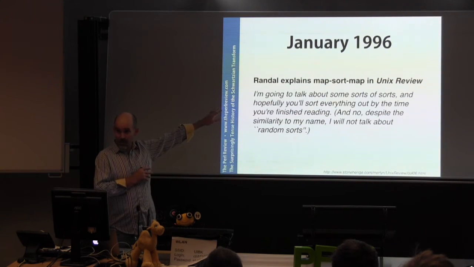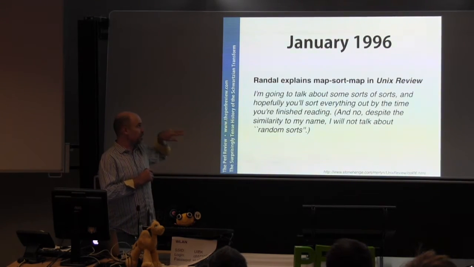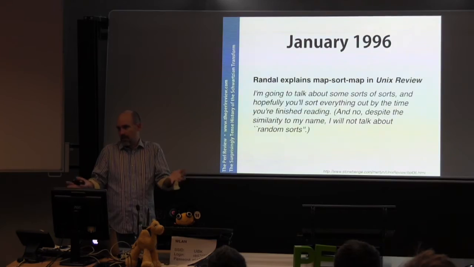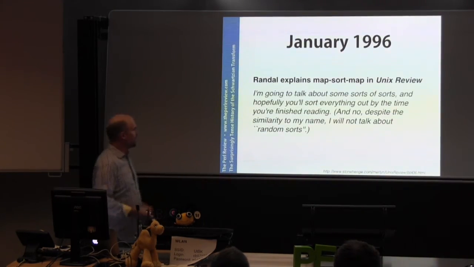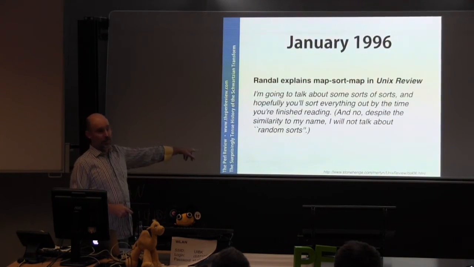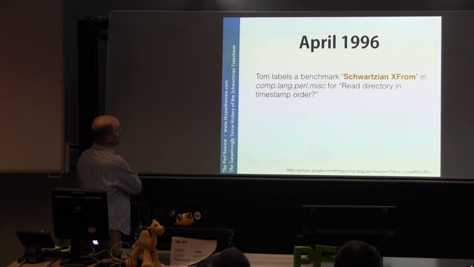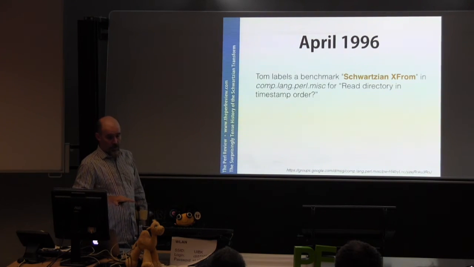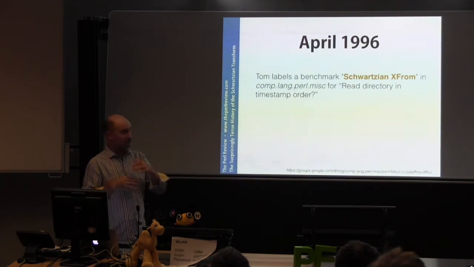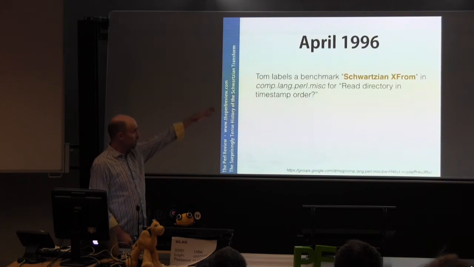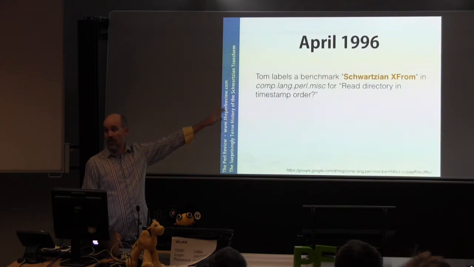And that's very important in the history, because a lot of people think he named it himself because he's that fond of himself, and maybe he is, but he didn't come up with a name. But I really like that joke, the random sorts. I didn't know about that one. Okay, now we come back a little bit later, and Tom runs a benchmark, a bunch of different sorting things, and he labels one Schwartzian X form. So now we're really, really close.